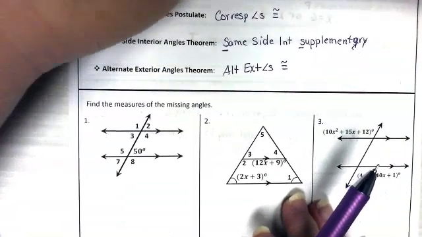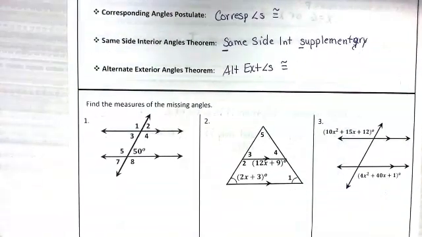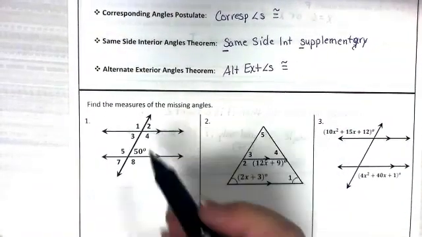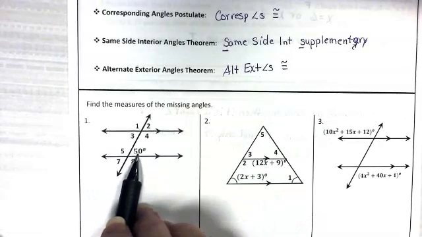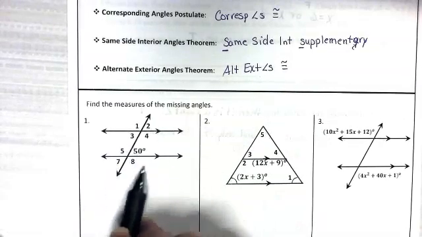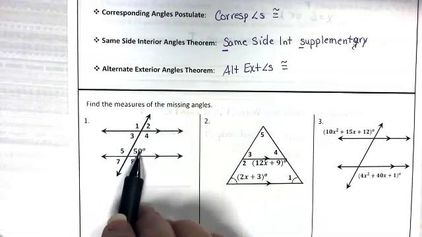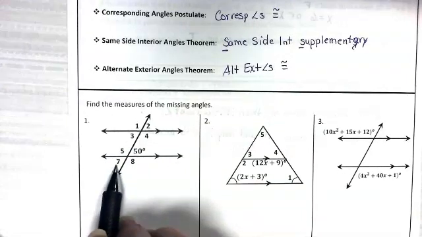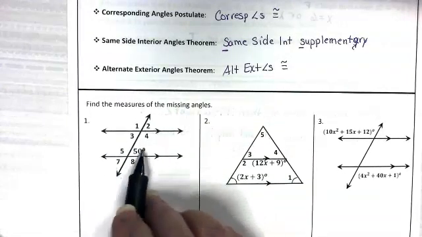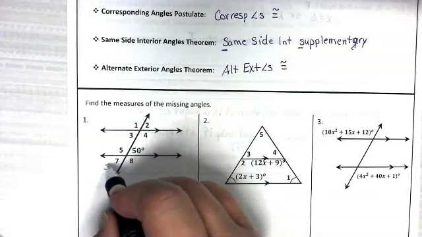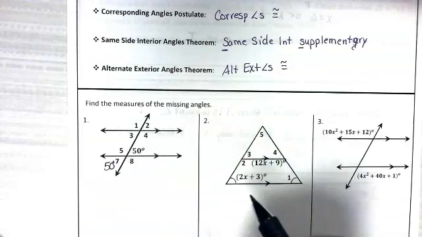We'll start with this simple example. So on this one, find the measures of the missing angles. I know this angle is 50. So I'm going to start out with this piece down here. 50 and angle 7 are vertical angles. So angle 7 must also be 50.